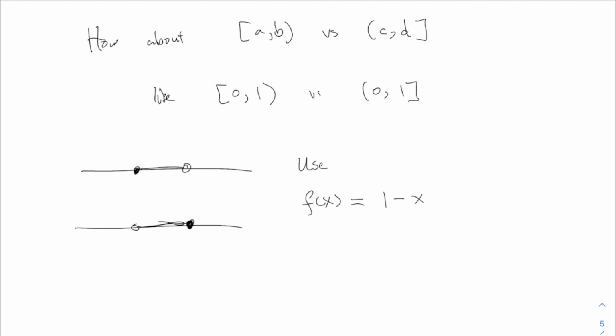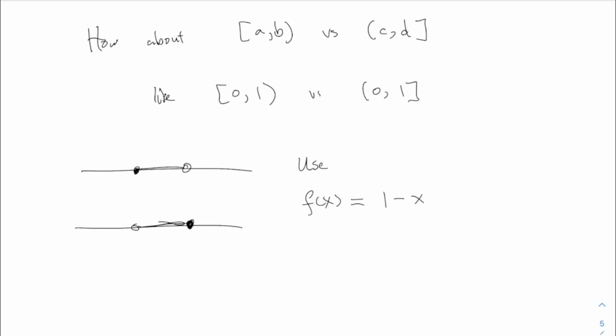1 minus x is not a complicated function. But if you plug 0 into that, you get 1. If you plug 1 into that, you get 0. And if you plug something in between, say 1/2, here f of 1/2 equals 1/2. That's the point right in the middle, it stays where it is. A point closer to the 0 will end up closer to the 1, and so on.